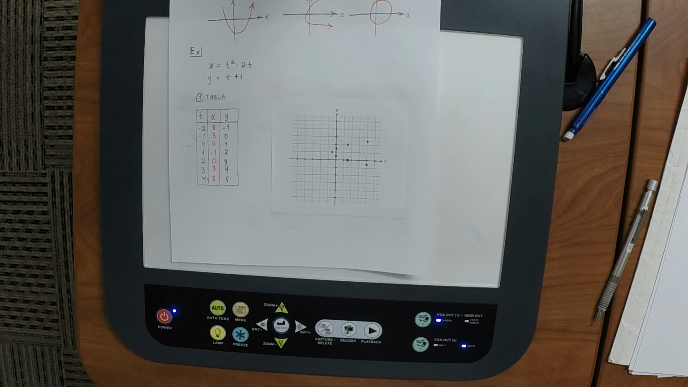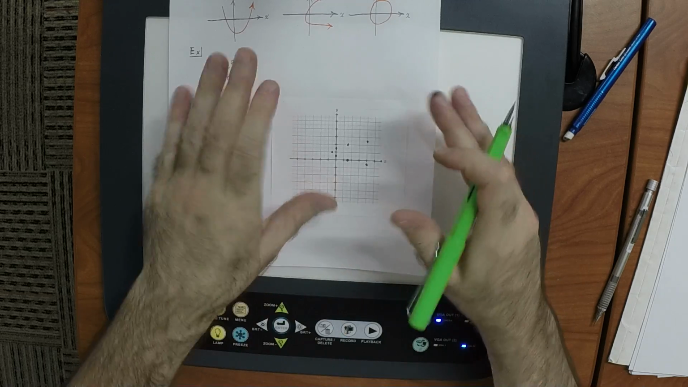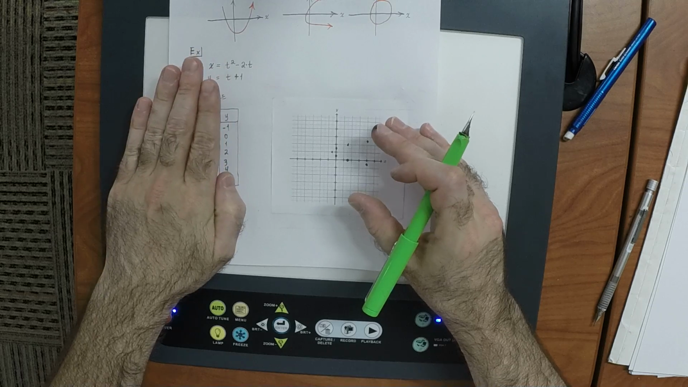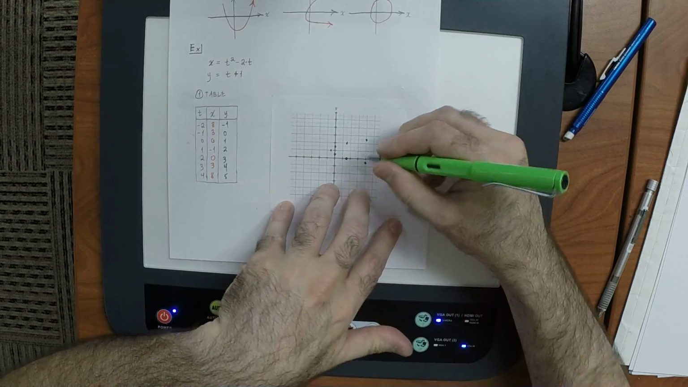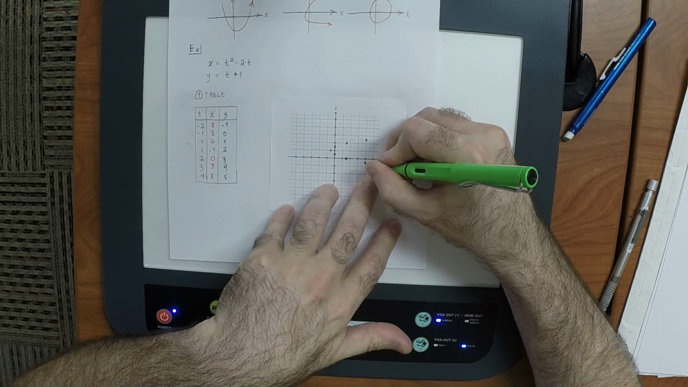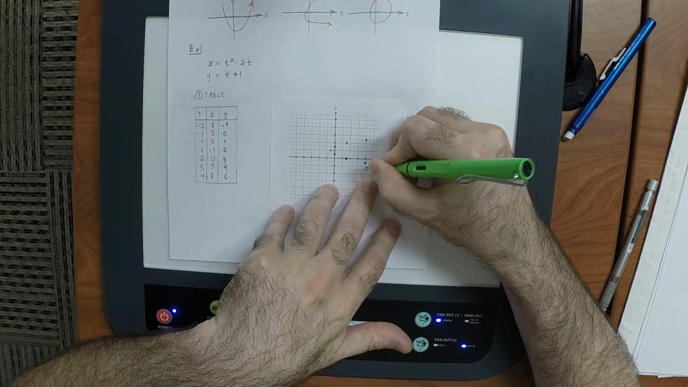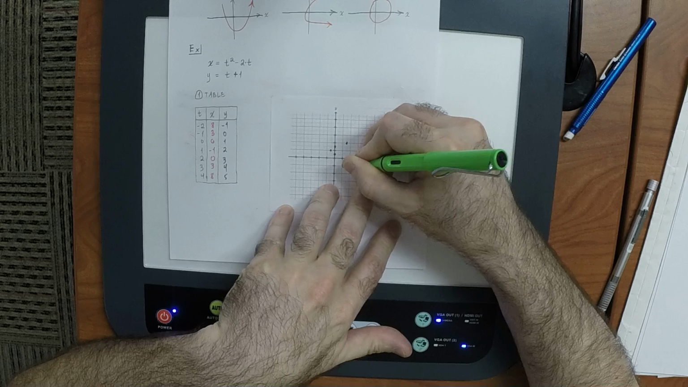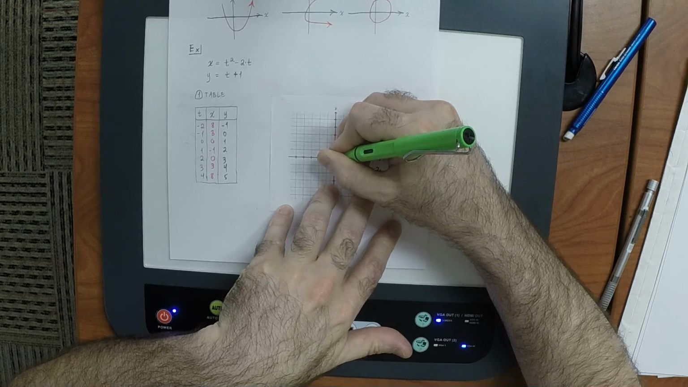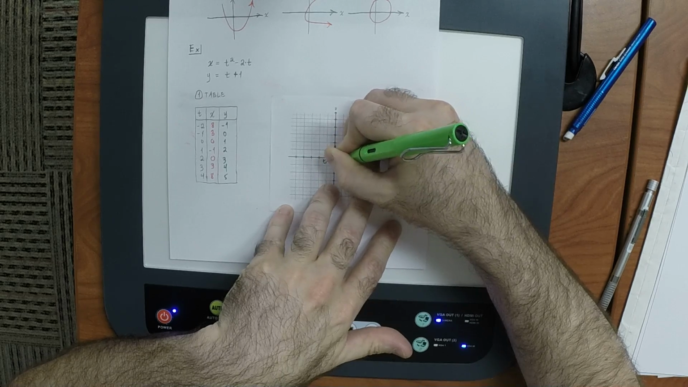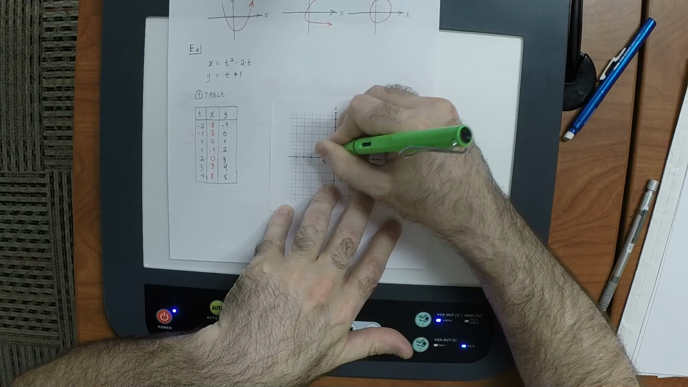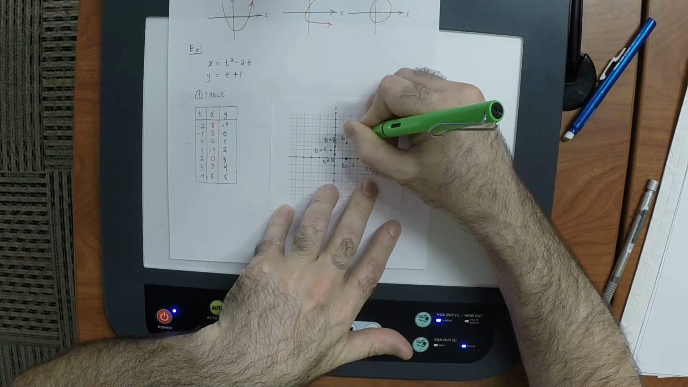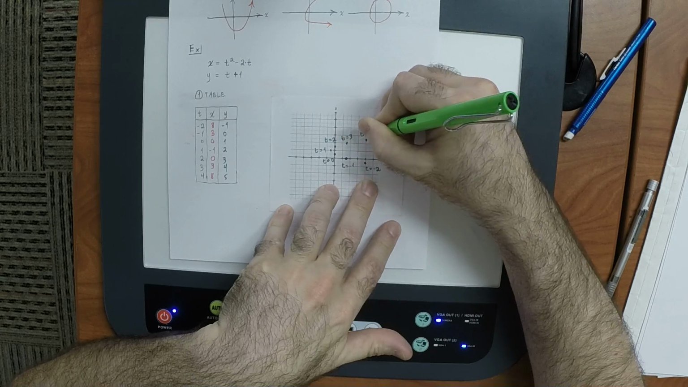Okay, so now it's not clear. If I just sprang this on you, you wouldn't be able to tell me what order I drew those points in, right? So I'm going to remind myself of this by labeling them. That was when t was negative 2. This was when t was negative 1. This one when t was 0. t is 1, t is 2, t is 3, t is 4.